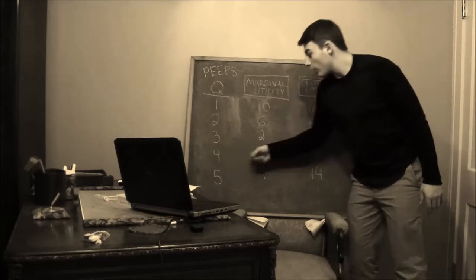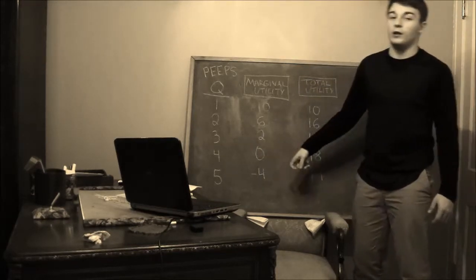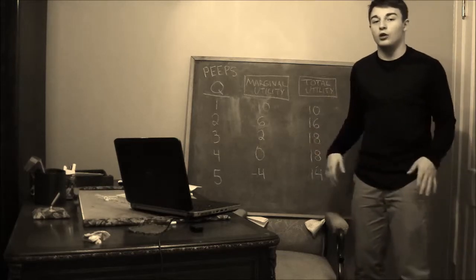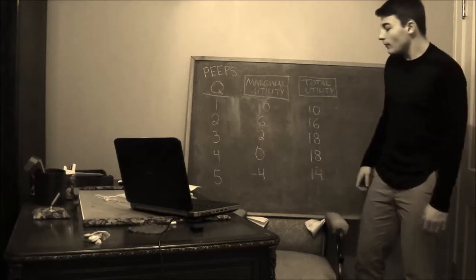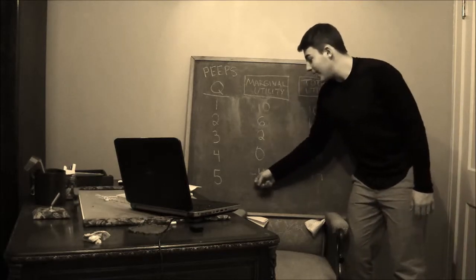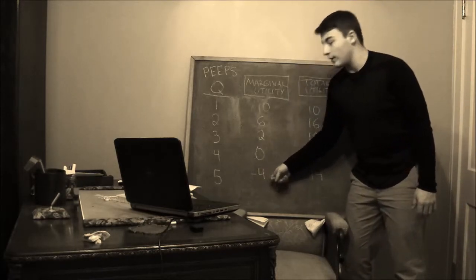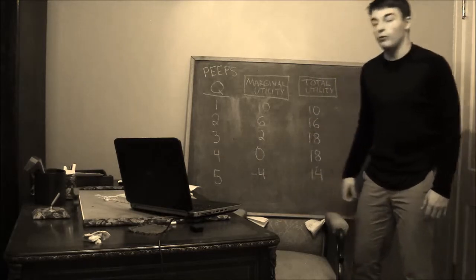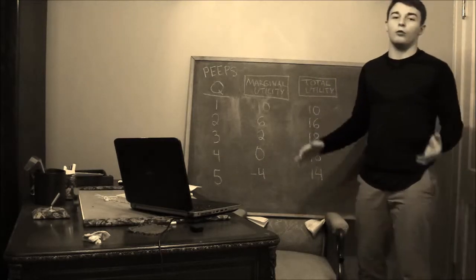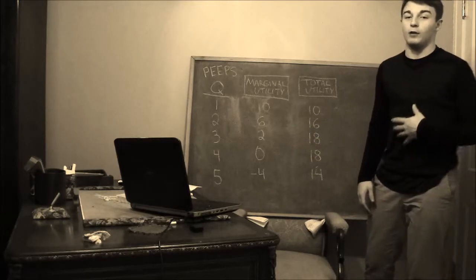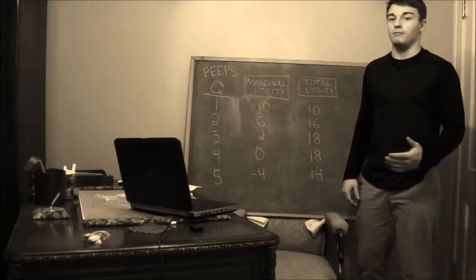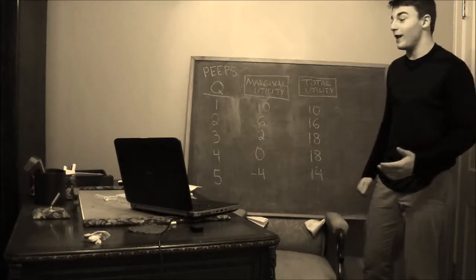And even at 4, I get down to 0 marginal utility, which means that I have no satisfaction in enjoying the fourth Peep that I consume. And then when I get down to 5, I have a negative marginal utility. I have negative 4 utils, which means that I loathe having that fifth Peep because they're starting to get really disgusting, and I'm not really liking them anymore because I've had so many today.